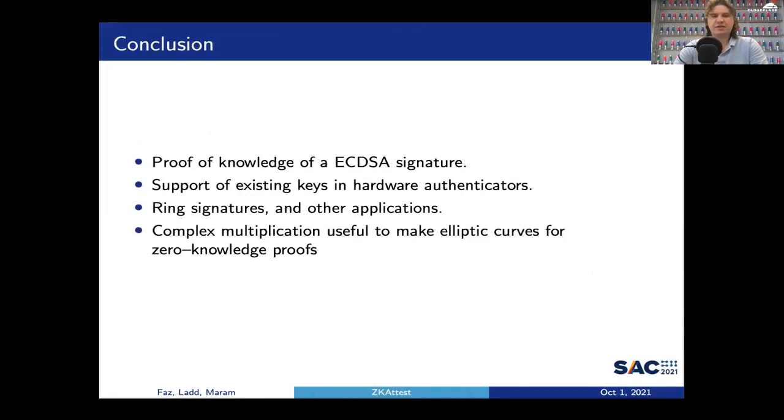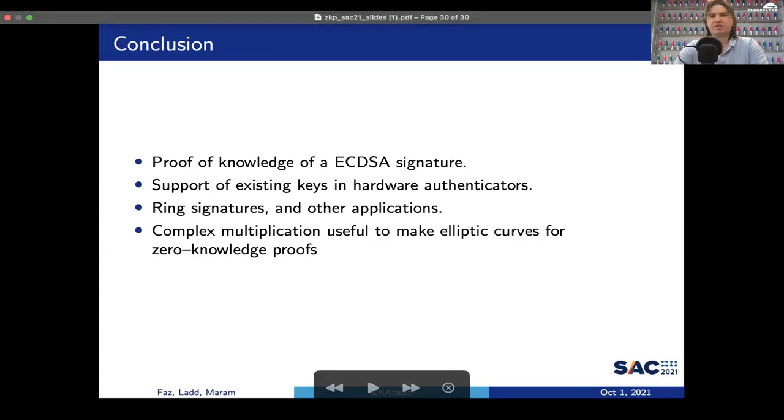In conclusion, we've demonstrated a proof of knowledge of an ECDSA signature, allowing for support of existing keys in hardware authenticators for ring signatures and other applications. We've also shown that complex multiplication is useful to make elliptic curves for zero-knowledge proofs.